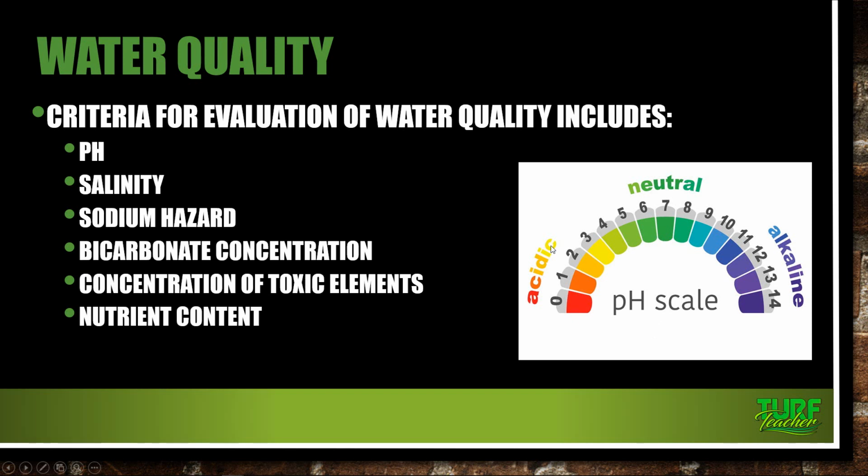Criteria for evaluation of water quality. Guys, it's going to include our pH. It's going to include the salinity, or the total soluble salt content. Sodium hazard, or proportion of sodium relative to other cations. Bicarbonate concentration relative to that of the calcium and magnesium. And then we have concentration of toxic elements, and they are toxic to turf grass and landscapes. And then last but not least, our nutrient content. So that's how we determine what our water quality is.